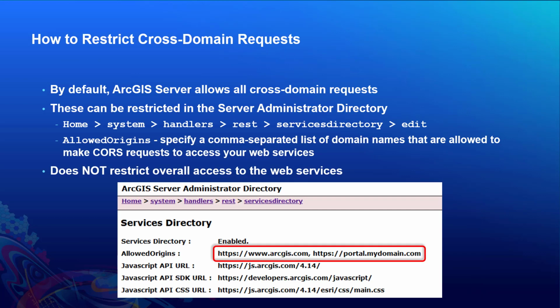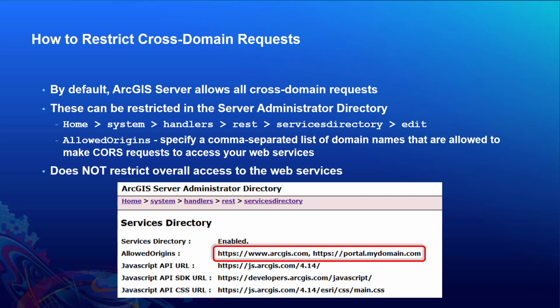In ArcGIS Server, the list of allowed origins is maintained in the Administrator Directory API under System, Handlers, REST, Services Directory. By default, the allowed origins property is set to star, or wildcard, indicating ArcGIS Server will accept all CORS requests. To restrict the CORS request to unique origins, each of those origins needs to be listed in the allowed origins property. Wildcards cannot be used. In other words, if you want to allow multiple origins from the mydomain.com domain, each must be listed. You cannot use a star.mydomain.com.